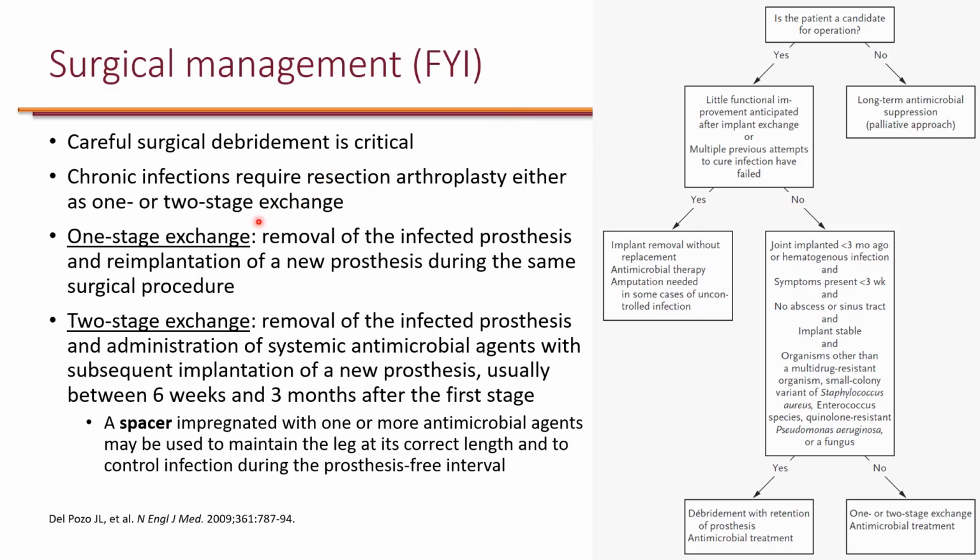In 1 stage exchange, basically the hardware is removed and replaced with the new one in the same procedure. In a 2 stage exchange, in the first phase, the hardware is removed and then followed by a period of systemic antimicrobial agents to make sure that the area is not contaminated, so that when the new device is replaced, the new device does not get contaminated. Now, during that period that the patient is getting systemic antimicrobial agent, a spacer which is impregnated with antimicrobial is placed, just because the hardware has been removed and there's going to be a space in there. So there will be a spacer in place until the second stage where a new hardware is placed permanently.